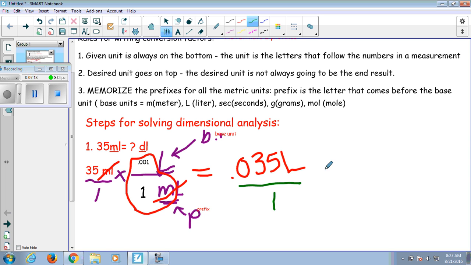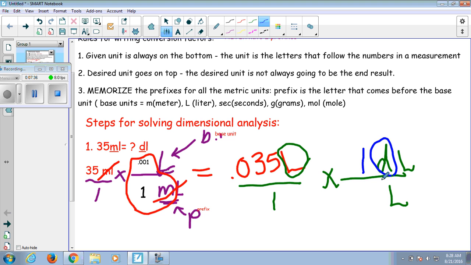So this is my new given, liters. I do times in my dividing line. My given unit in this new step is liters, so I write liters on the bottom. I'm going to deciliters, so that goes on top. I put 1 with the prefix. I put the meaning of the prefix with the base unit, 0.1.